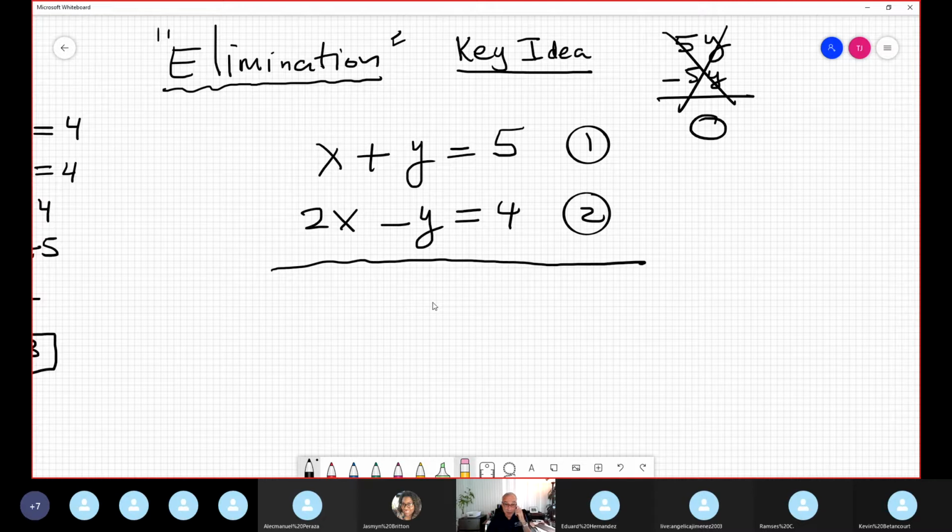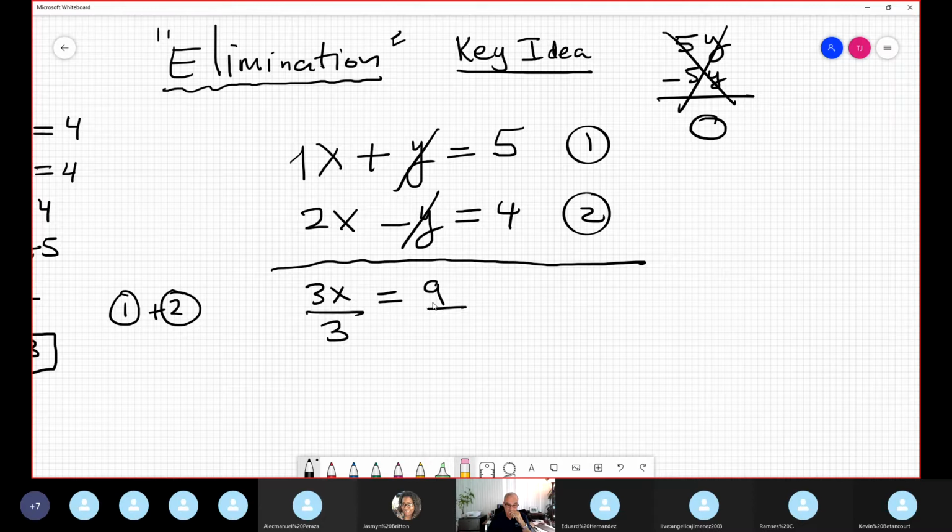I take advantage of this, and you add equation 1 plus equation 2 by column, of course. The column of the x, the column of the y, and the column of the right hand side. Then you have x, 1x, and 2x is 3x. And positive y and negative y cancel. So normally you cross like that. And this is 5 plus 4 is 9, divided by 3, x equal to 3.